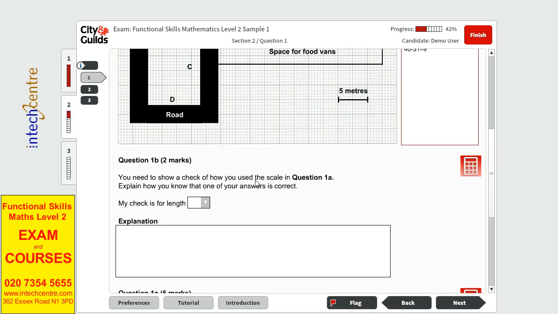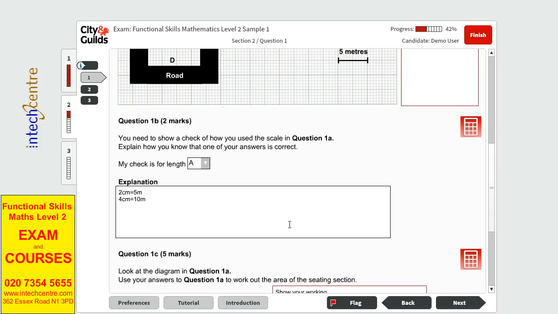You need to show a check of how you use the scale in question 1a. Explain how you know one of the answers is correct. So now we have to show a check of length. Usually pick the easiest one to explain. For example, D might be harder for you to explain how you found it out, and it may take a long time. So we'll pick A because it was really easy to figure it out, knowing that 2 centimeters equals 5 meters. We also know that 4 centimeters will be the equivalent of 10 meters in real life.